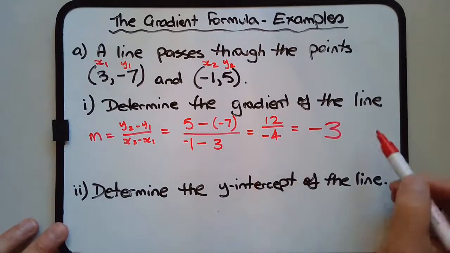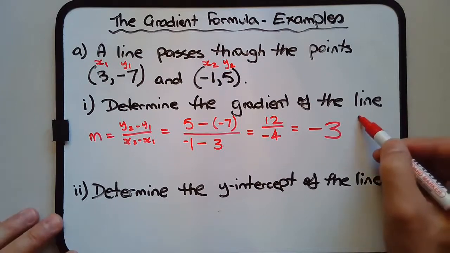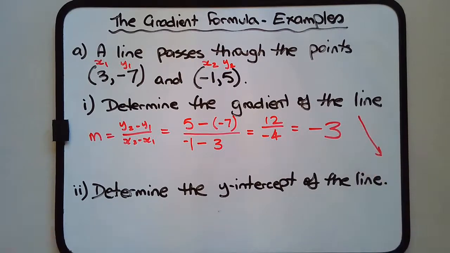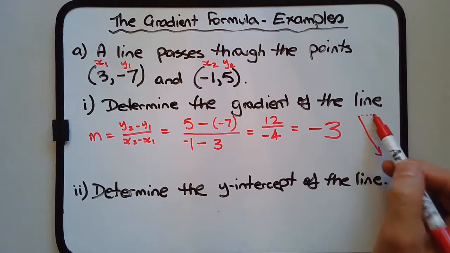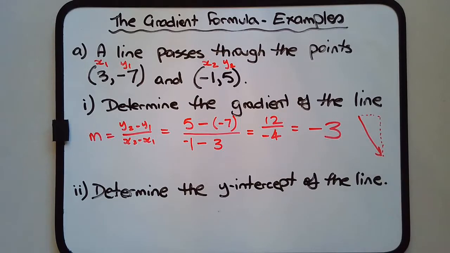So the gradient is -3. How do you describe a line with gradient -3? A fairly steep downhill, isn't it? It sort of looks like that. For every point across, we go 3 points down. So it's a fairly steep downhill.